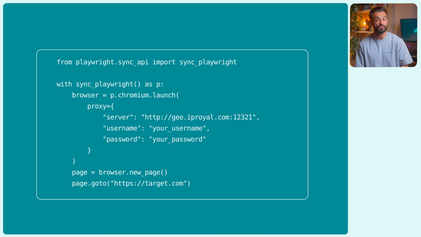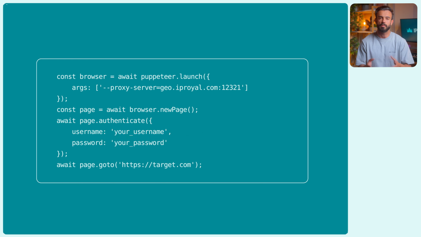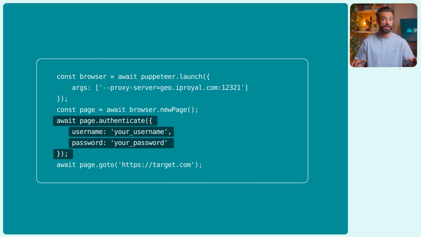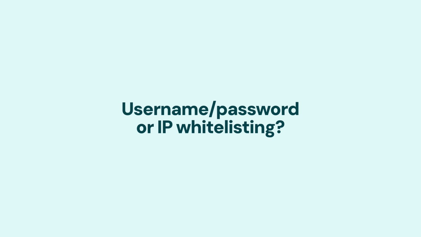Each browser handles this differently. In Playwright, the credentials go inside the proxy object here, not in the proxy URL. In Puppeteer, you authenticate on the page level, not in the launch options. And Selenium doesn't support credential injection directly, which means you should use IP whitelisting. So username and password or IP whitelisting.